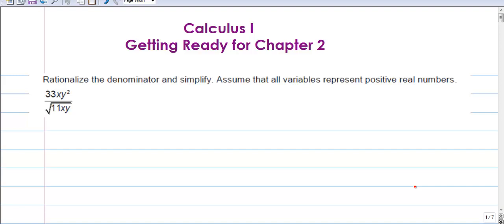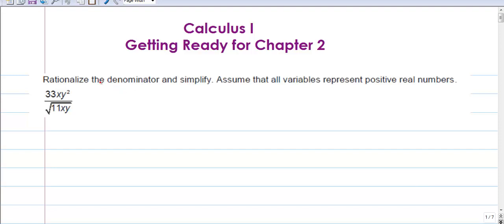In this video, we're going to talk about some of the algebra skills that we're going to need as we go through Chapter 2. So this will be problems on that getting ready for Chapter 2 assignment. So one of the first concepts is dealing with radicals and the numerators and denominators of fractions.